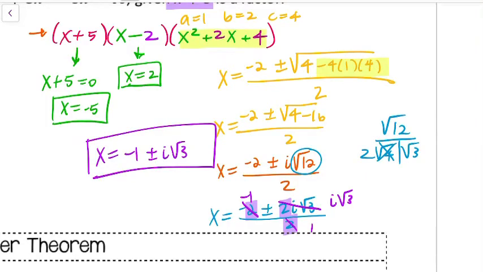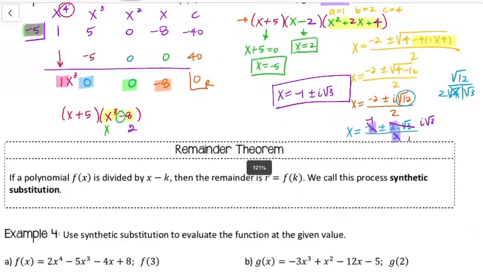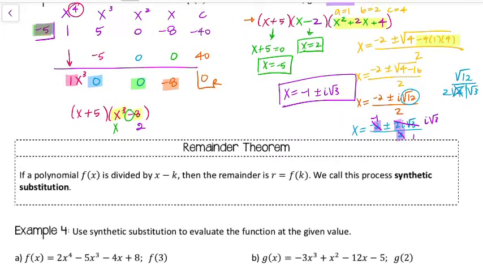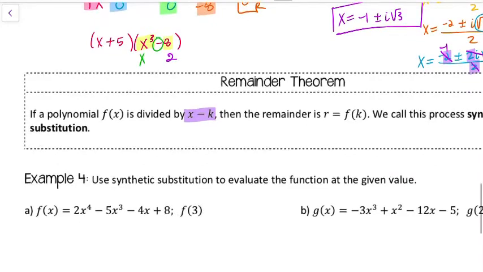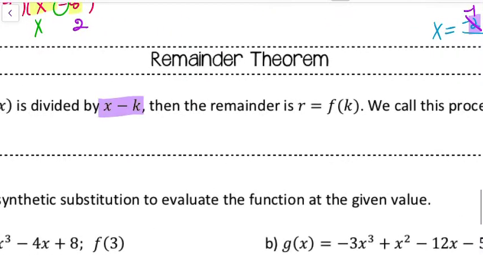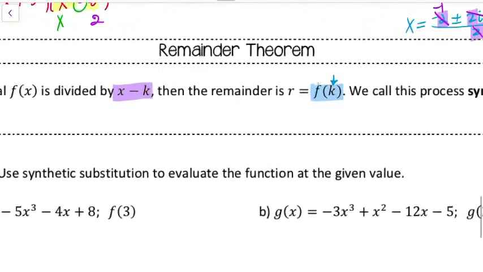Okay, and then the last reason that synthetic substitution is so handy is because we have what's called the remainder theorem, which says that if you take a polynomial and you divide by this linear binomial, then the remainder, so the number that we've been boxing off, is your function evaluated at that x coordinate. And we call that process synthetic substitution.